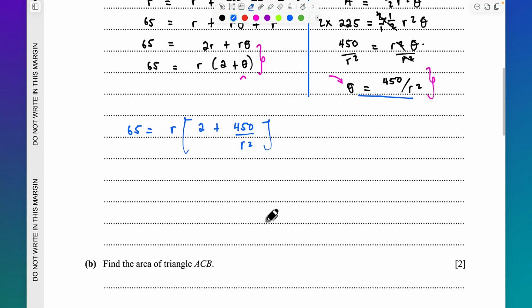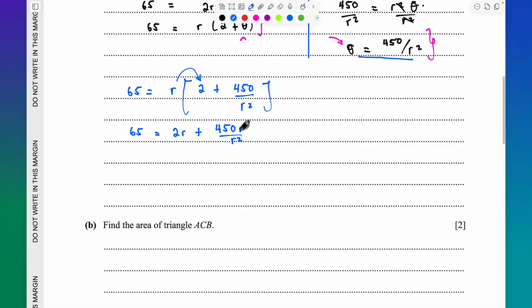Now this is progress, because we have a formula that just contains r's. Maybe I should have used this format, because now I want to multiply the r's back in. That's going to be 2r plus r times this, which gives you 450r divided by r squared. That gives you 65. We have this r on top, and one of these r's is going to cancel with one of those r's. So that gives you 65 is equal to 2r plus 450 over r.